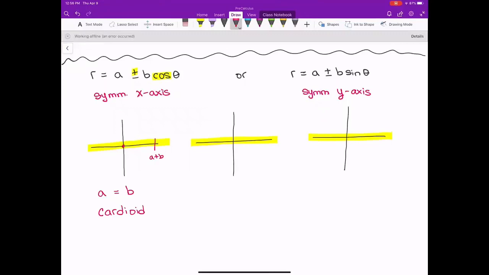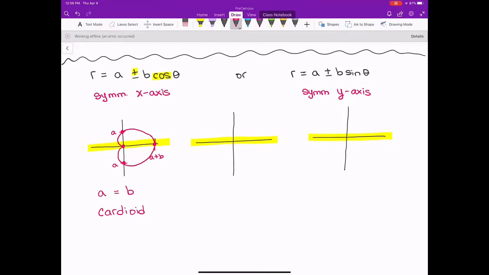You go to the origin, and you go up to whatever A is, and those are your 4 main points you need to make your cardioid, which isn't going to be choppy. It's going to come around, hit that origin, come around, come back to here.